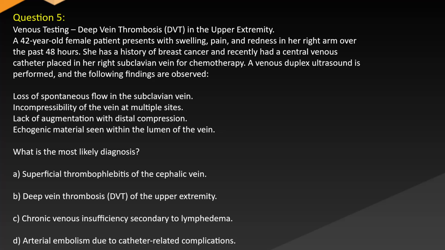Loss of spontaneous flow in the subclavian vein, incompressibility of the vein at multiple sites, lack of augmentation with distal compression, echogenic material seen within the lumen of the vein. What is the most likely diagnosis? A. Superficial thrombophlebitis of the cephalic vein. B. Deep vein thrombus (DVT) of the upper extremity. C. Chronic venous insufficiency secondary to lymphedema. D. Arterial embolism due to catheter-related complications.